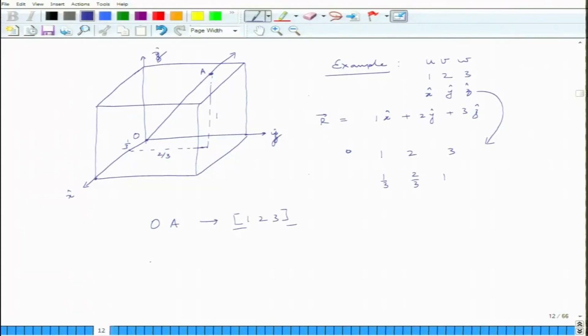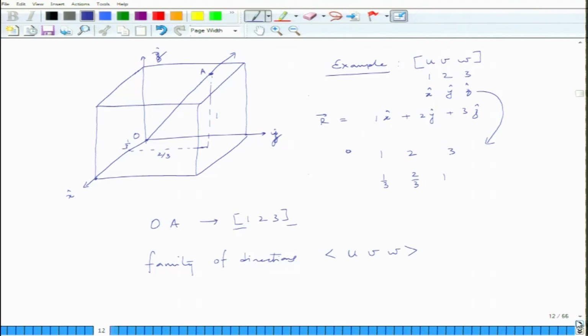So, a single direction is determined by these square brackets, and a family of directions is given by the angle brackets, U V W. So, this is a single direction, and this is a family of directions. Now, let me take a few more examples. Okay.